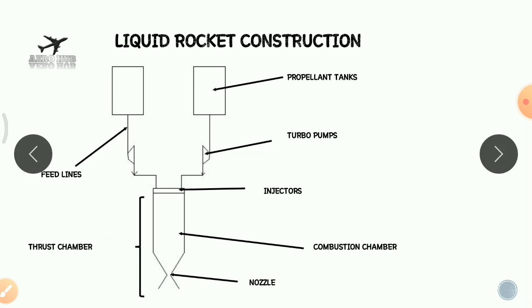This is the basic construction of a liquid propulsion system, and there are different ways through which fuel and oxidizer can be carried to the feed lines. We will discuss that in the next lecture.